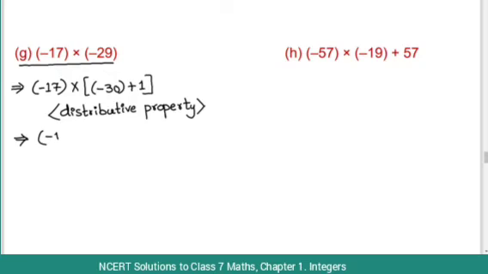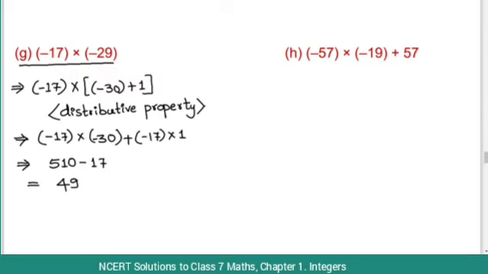Then it becomes minus 17 into minus 30 plus minus 17 into 1. 17 3s is 51. Minus minus get cancelled. It is 510 minus 17, which is equal to 493.